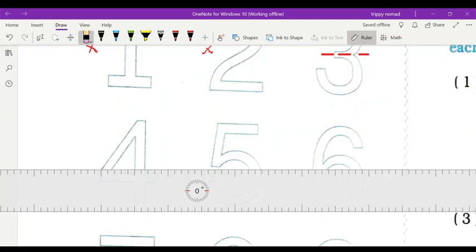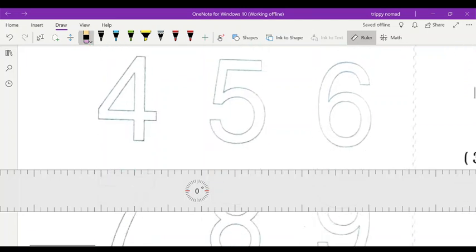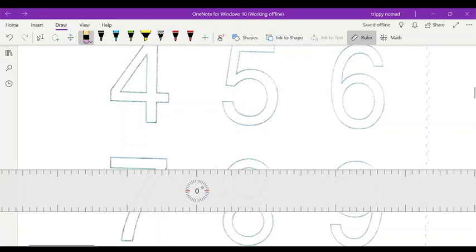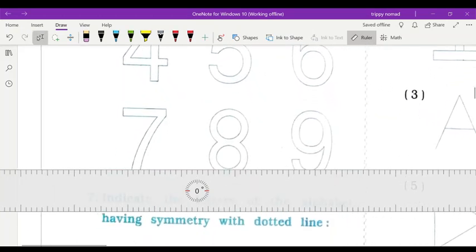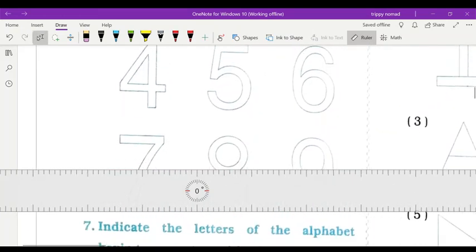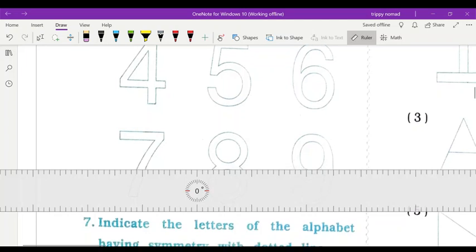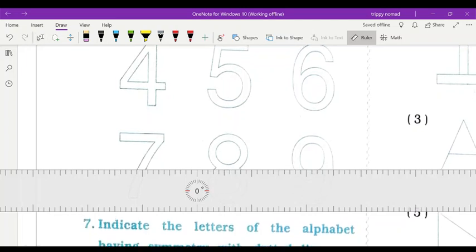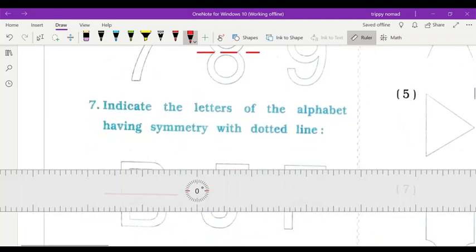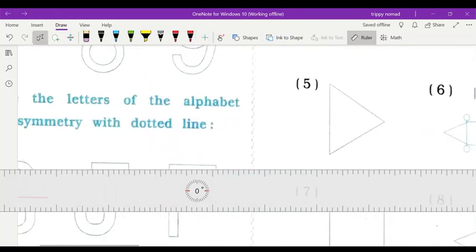We can't do 4, 5, 6, 7 with a line of symmetry, but in the case of 8 you can draw a line of symmetry here. So I am drawing it for you. While drawing, you also have to use the scale and draw the line of symmetry, either horizontal or vertical, so that it shows the symmetry easily.